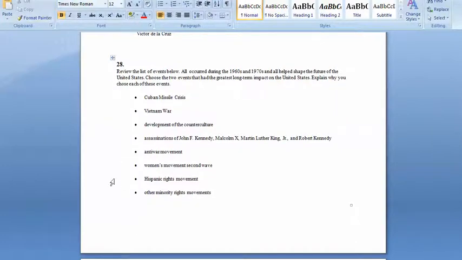Number 28 is your essay question worth 20 points. Review the list of events below. All occurred during the 1960s and 1970s, and all helped shape the future of the United States. Choose the two events that had the greatest long term impact on the United States and explain why you chose each of these events.